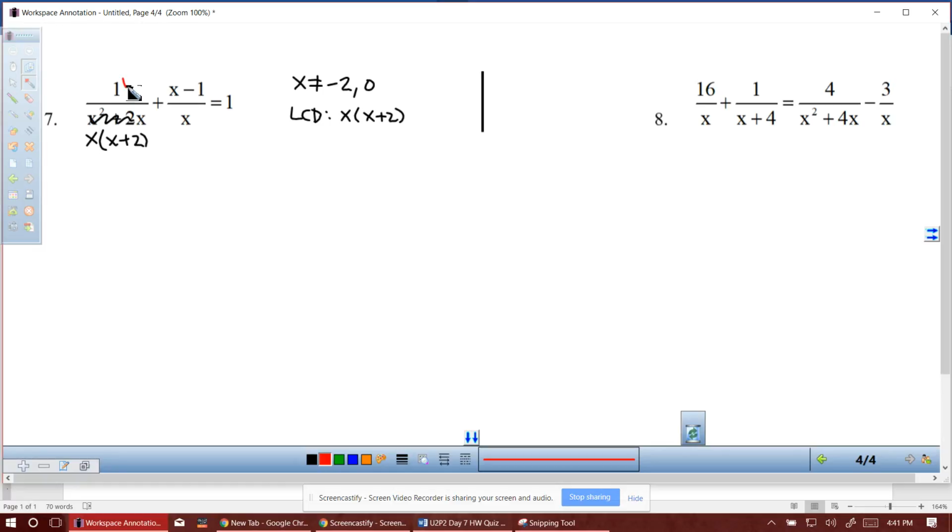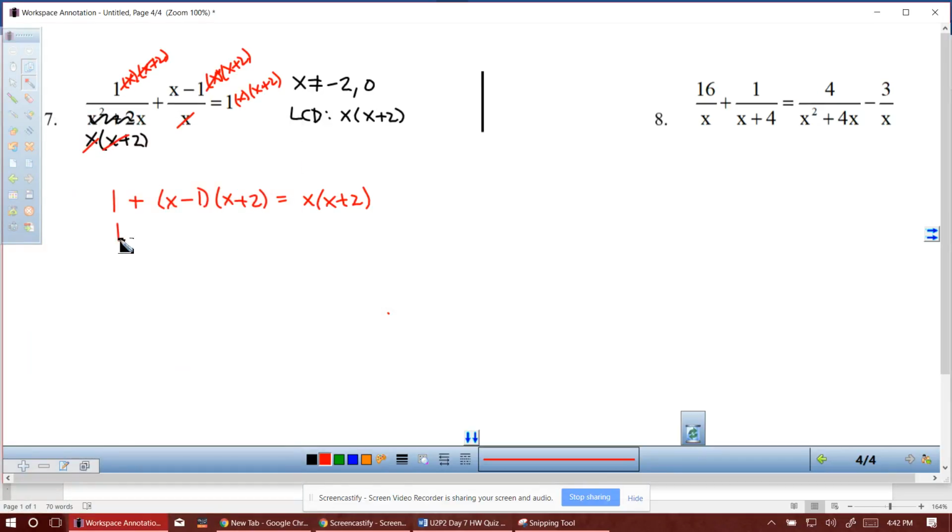So again, I just start systematically multiplying everything by x times x plus 2. So in that first fraction, everything cancels and I'm left with a 1. Second fraction, x times x plus 2. So the x's cancel and I have plus, and I'm going to have to FOIL x minus 1 and x plus 2. And then equal to the 1, x times x plus 2. So remember, it's every single thing in the problem gets multiplied. So all that leaves me with is x times x plus 2.